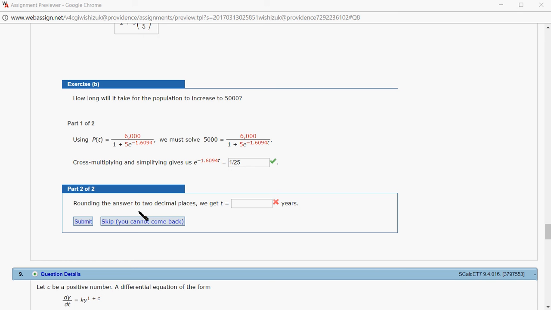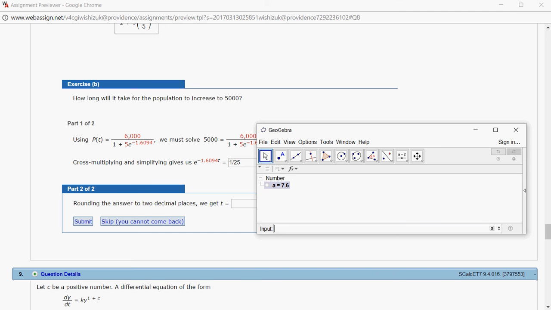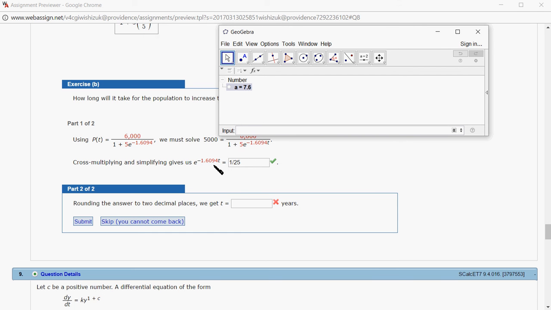Then the last step is just to solve this equation for t. I'm going to use GeoGebra here. The first thing I would do is take the natural log of both sides. So you have the natural log of 1 over 25. That will get rid of e. We still have to get rid of negative 1.6094, so I'm going to divide through by negative 1.6094. That will isolate the t value. So I'm going to hit enter.